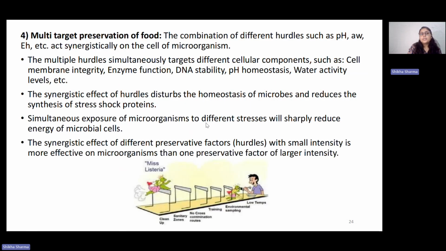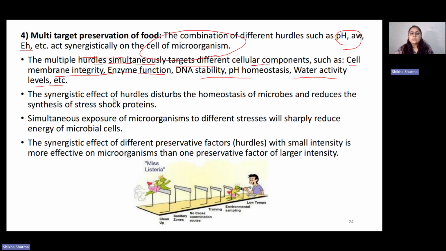Then the fourth is multi-target preservation of the food. The combination of different hurdles like pH, water activity, or redox potential will act synergistically on the cell of the microorganism. Since multiple hurdles are applied simultaneously, they target different cellular components such as cell membrane integrity, enzyme function, DNA stability, pH homeostasis, and water activity levels.